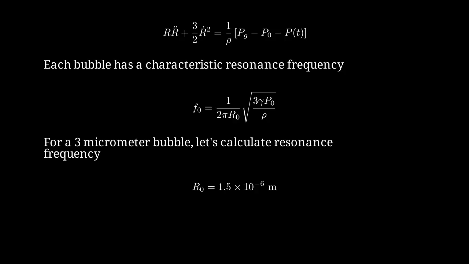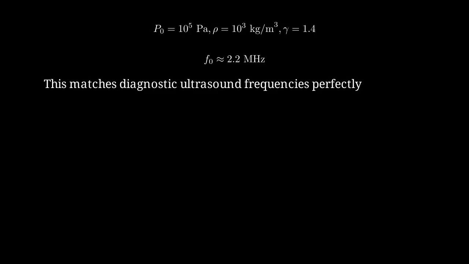The radius is 1.5 micrometers or 1.5 times 10 to the negative 6 meters. Using atmospheric pressure of 100 kilopascals, water density of 1,000 kilograms per cubic meter, and adiabatic index of 1.4, we calculate a resonance frequency of approximately 2.2 megahertz, which falls perfectly in the diagnostic ultrasound range. This is not a coincidence. Medical ultrasound frequencies from 2 to 10 megahertz are specifically chosen to match microbubble resonances.